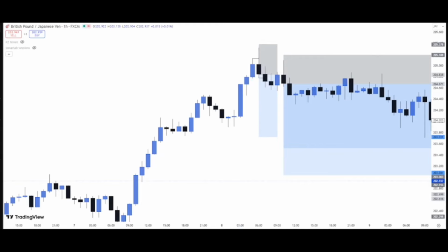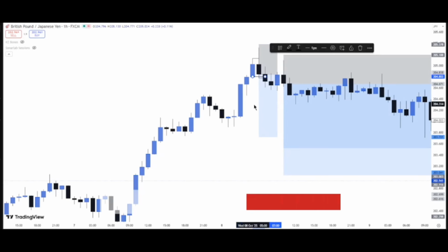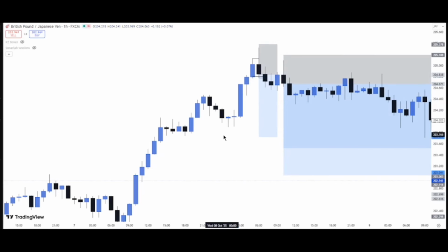And now the third rule is that this number 3 candle has to close below the opening of this previous candle, which is a bullish candle. And as you can see, that happened there. So the 3 rules are complete.